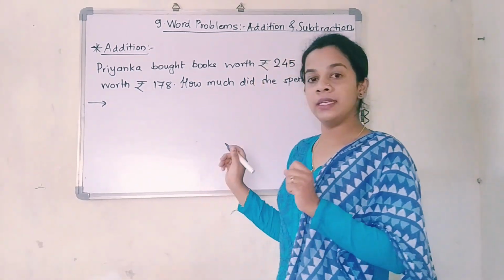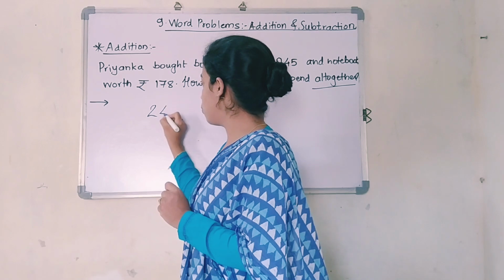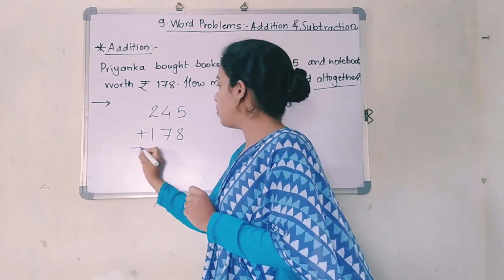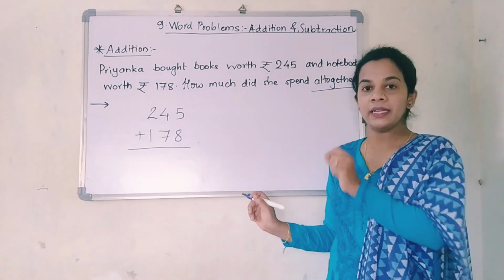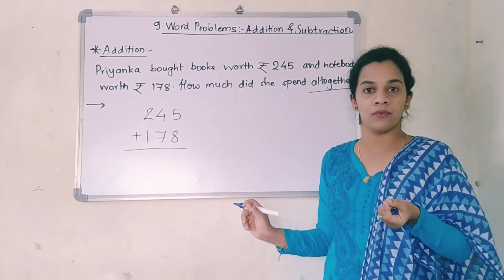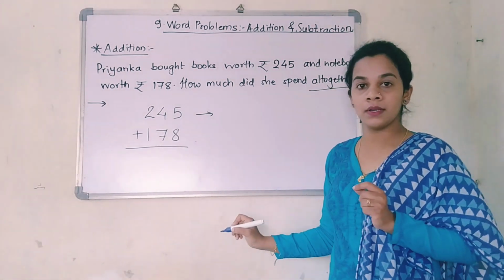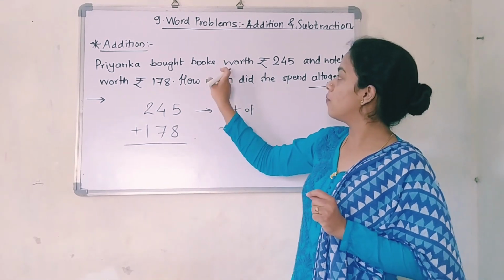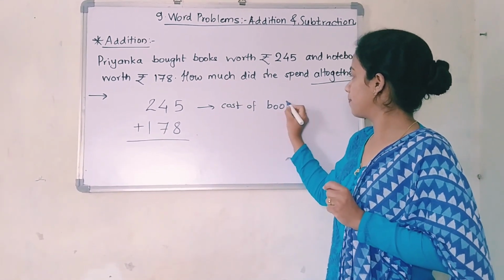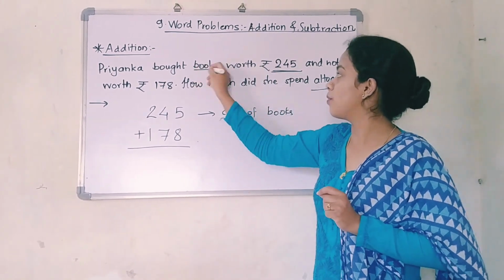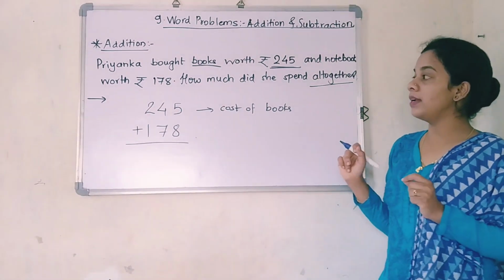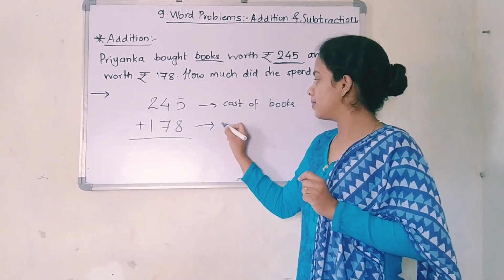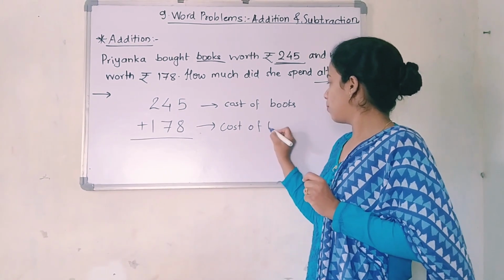So I am going to write the digits as one below one another, that is 245 plus 178. Now this is a word problem. So we are not going to only write this addition, we are also going to write some extra information. 245 is what? Yes, it is the cost of what? Cost of books. 245 is cost of books. And what is 178? Yes, 178 is cost of what? Notebooks. So it is cost of notebooks.